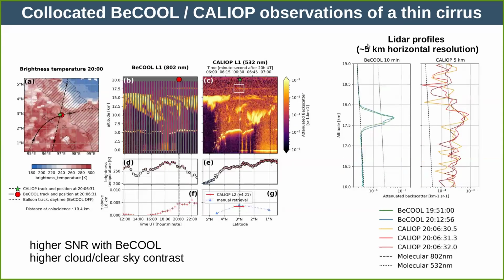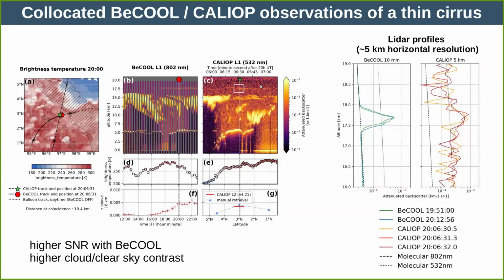So here is another case study of collocated observation, but this time over a very thin cirrus cloud. Again, this is a 500 by 500 kilometer map, and the balloon is flying along the solid line here, the satellite along the dashed line here. On the BeCool curtain, we see very clearly a very thin cirrus at 17.5 kilometers that appears with no ambiguity. While on the CALIOP curtain here, we also see this long and thin cirrus, but it's more or less hidden in the noise.